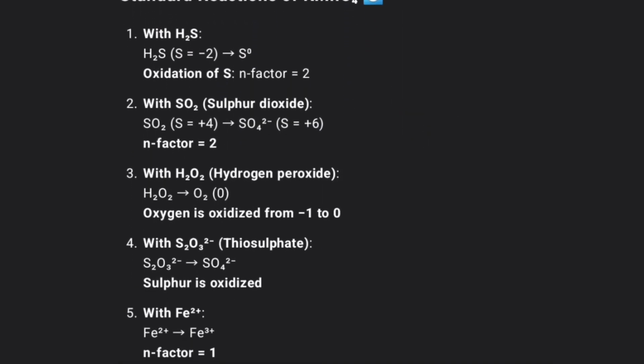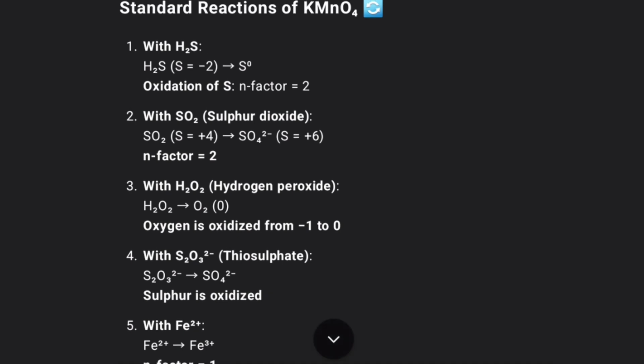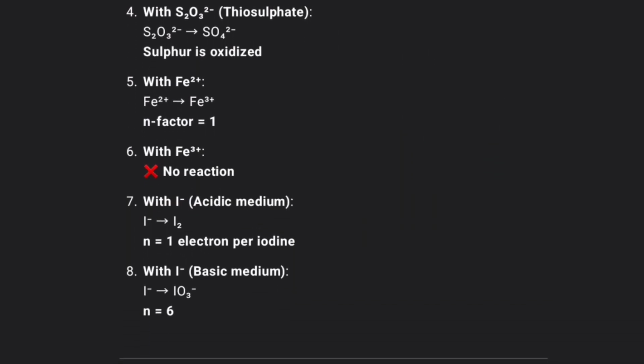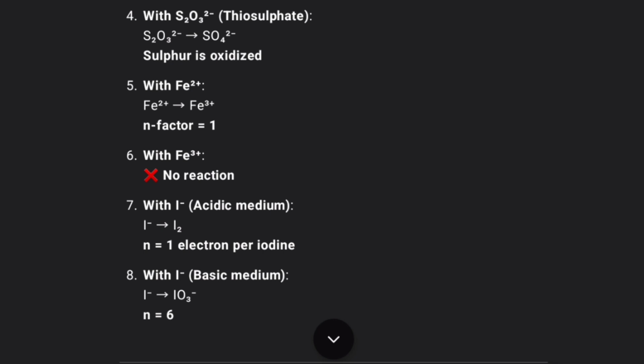1. With H2S: S from -2 to S, oxidation of S, n factor equals 2. 2. With SO2, sulfur dioxide: S from +4 to +6, n factor equals 2. 3. With H2O2, hydrogen peroxide: oxygen is oxidized from -1 to 0. 4. With S2O3 2-, thiosulfate, to SO4 2-: sulfur is oxidized. 5. With Fe2+: Fe2+ to Fe3+, n factor equals 1. 6. With Fe3+: no reaction.